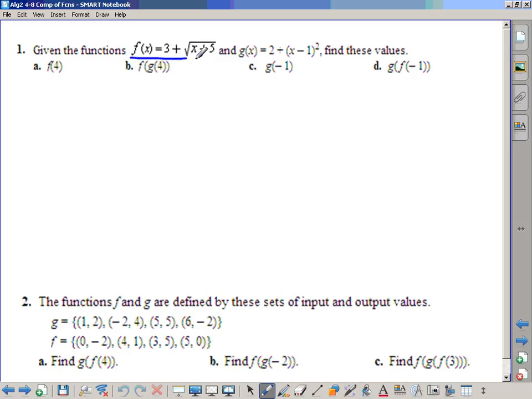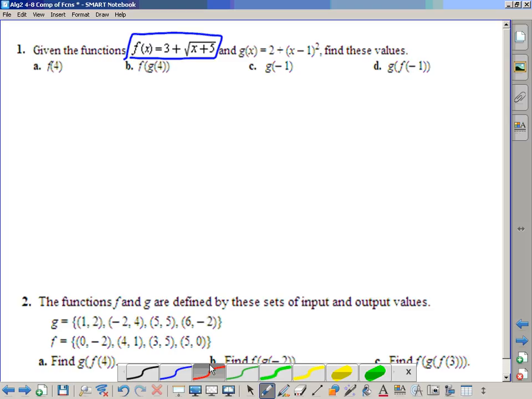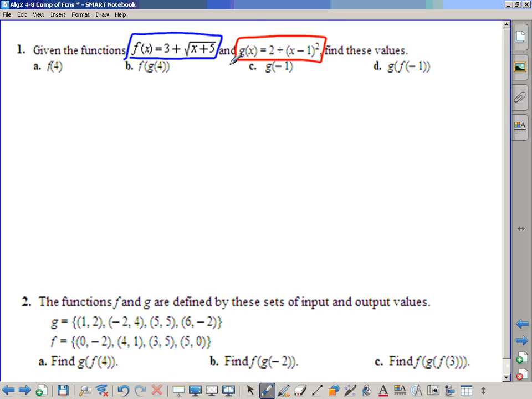We're going to call f of x the blue function, and we're going to call g of x the red function. Remember that the blue function f of x, basically its job is to take whatever the input is. Here the input would be 4. It takes this input and you plug it in for x. It's going to take 4 plus 5, that'll be 9, take its square root, that'll be 3, and add 3.